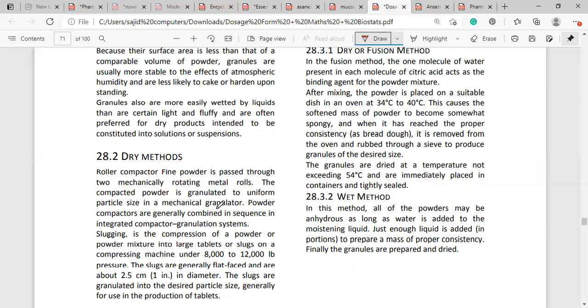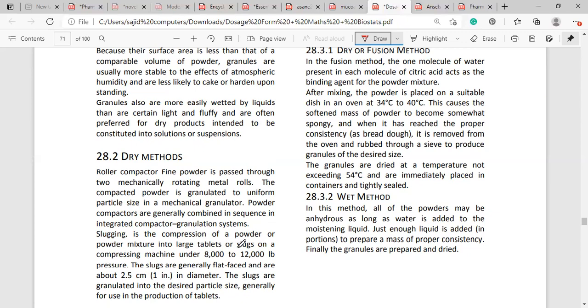Students, the roller compactor is a method through which fine powder is passed through two mechanically rotating rollers, which then convert the powder into granules. Slugging is the compression of powder or powder mixture into large tablets. What is slugging? Slugging means compression of powder into large tablets.